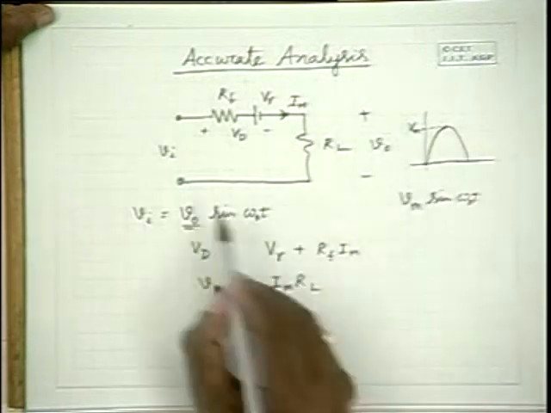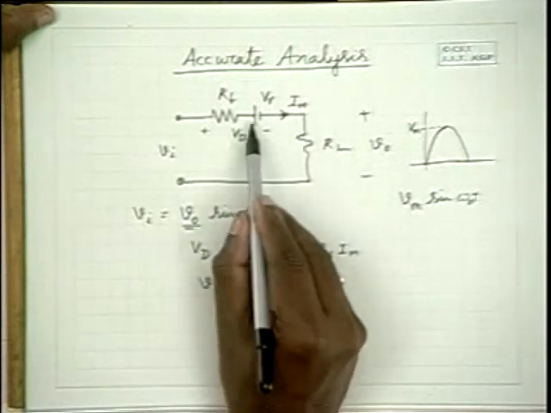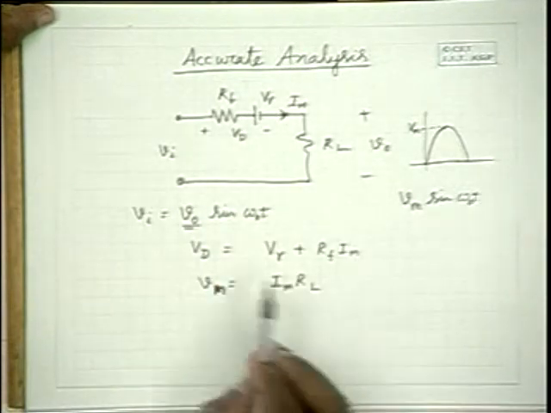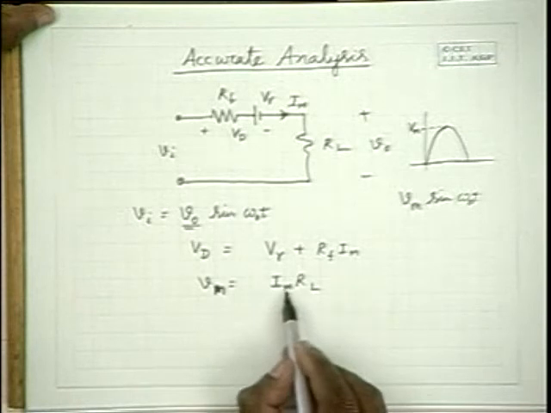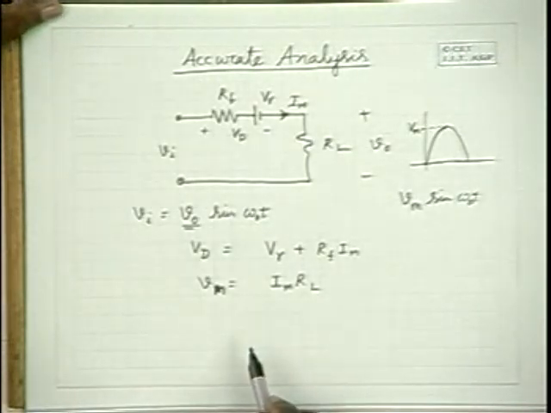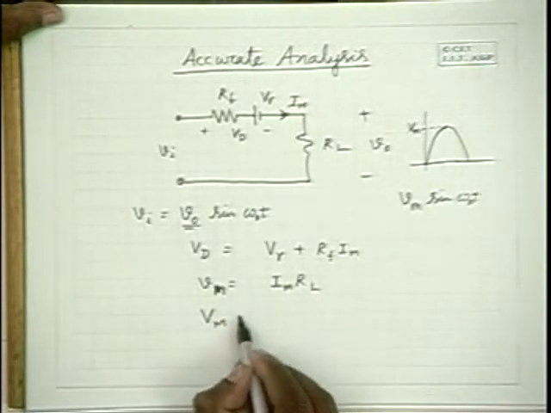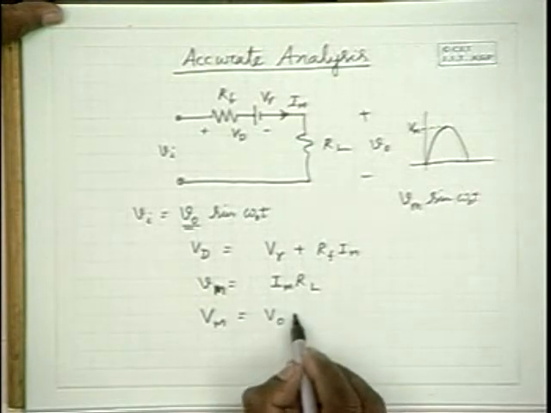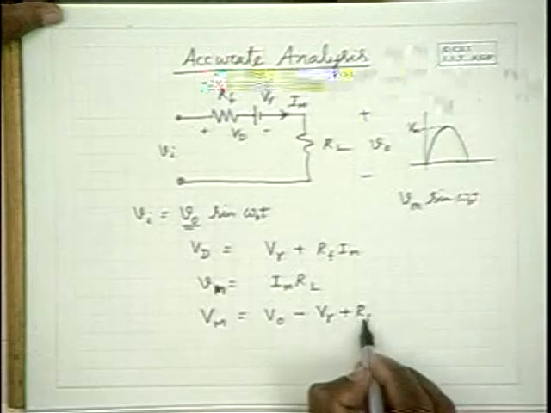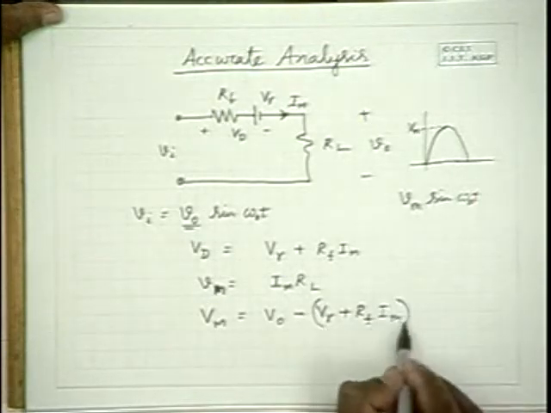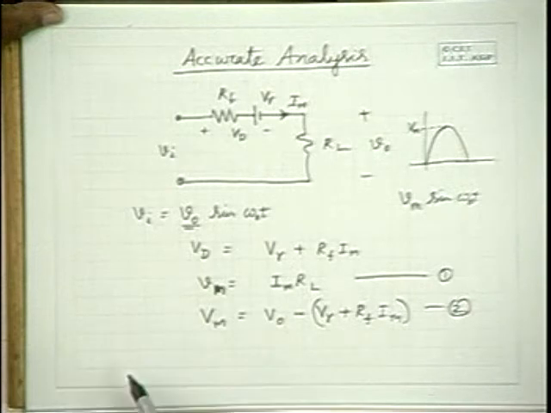So this peak value is equal to the peak value of the input V0 minus RF into the peak value of the current, minus V gamma. That means the diode drop is to be subtracted from there. And after subtracting, we get the output as Im into RL, naturally. Now, Vm is equal to V0 minus V gamma plus RF Im. So by solving these two equations, we can determine Vm.